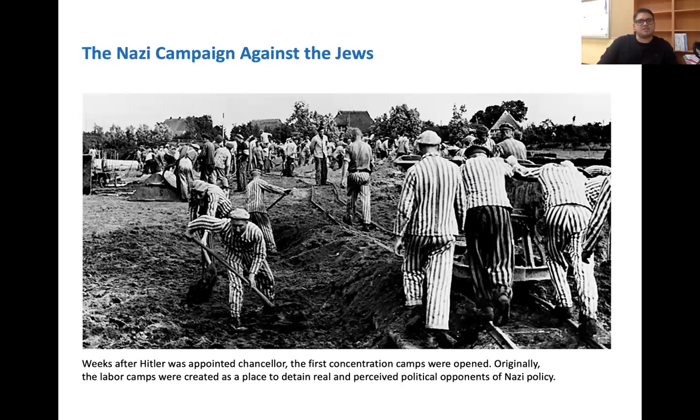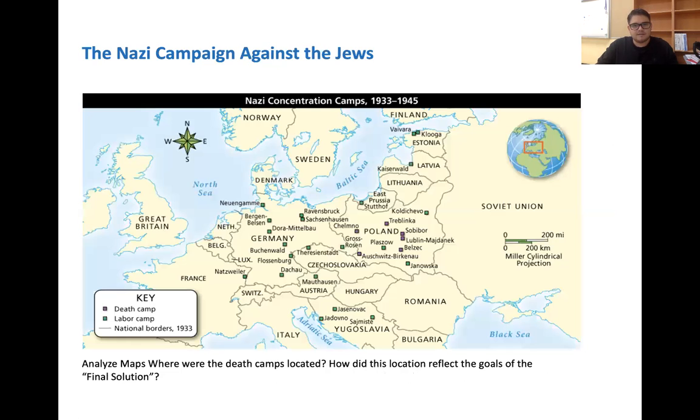So here's going to be a picture of just a labor camp, right? Not a death camp, right? This is not Treblinka or Auschwitz, right? But this is what it looked like to be in a labor camp, concentration camp early on.